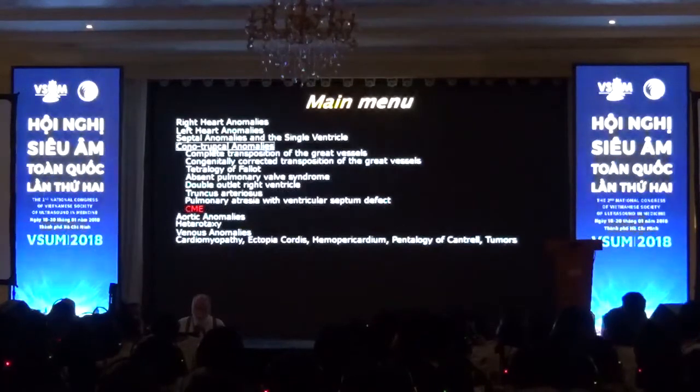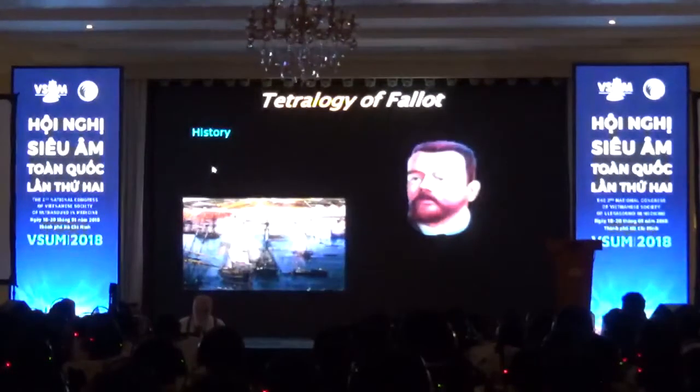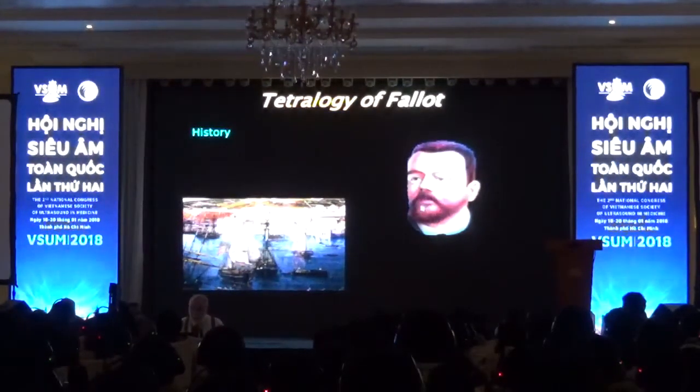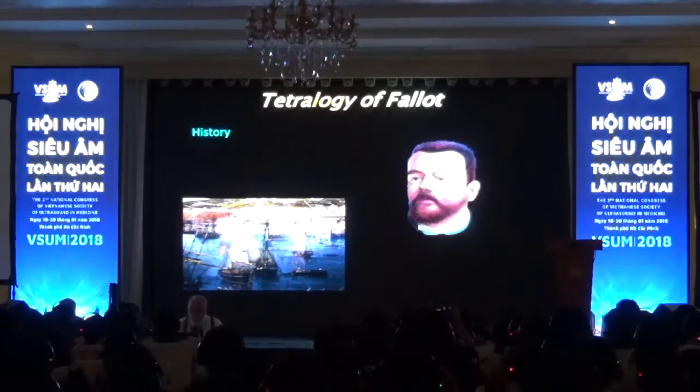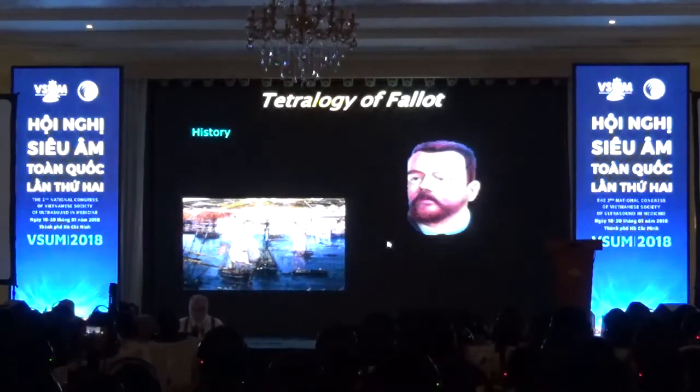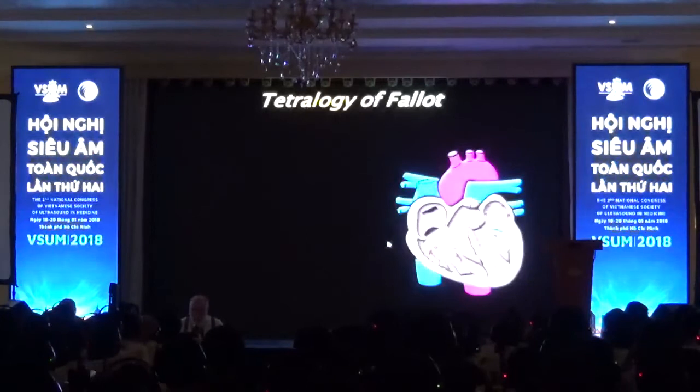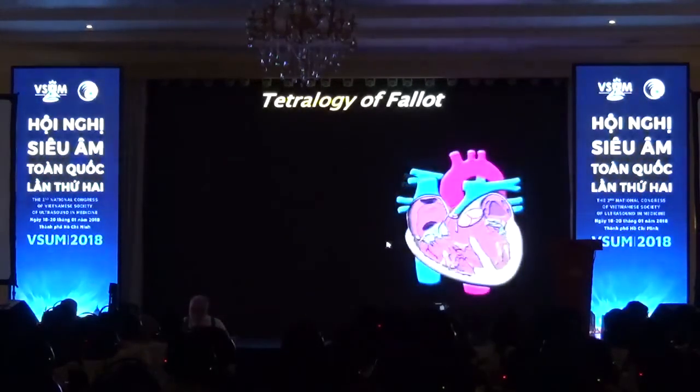So let's go back into the conotruncal anomalies, and let me show you about the tetralogy of Fallot. This is Fallot, who was a French physician, and he's actually not the one who described it originally. It was called the blue disease before his description, but he crystallized all the findings, and since then the description has been associated with his name.